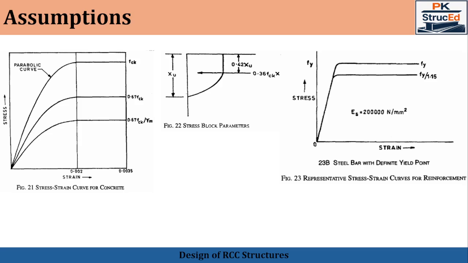In limit state method, we do not assume linear stress distribution up to failure like we followed in the working stress method. Instead, we consider the actual strain behavior of concrete as well as steel at ultimate load. So these three figures are derived from IS 456-2000, in which figure 21 shows the stress strain relationship of concrete in compression and how it is modified in limit state method using the partial safety factor for concrete.